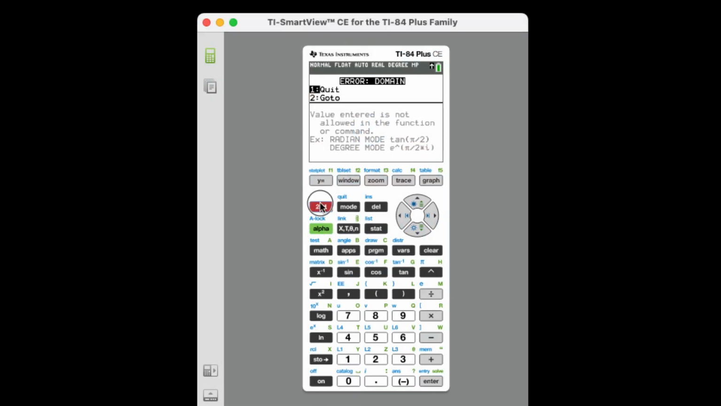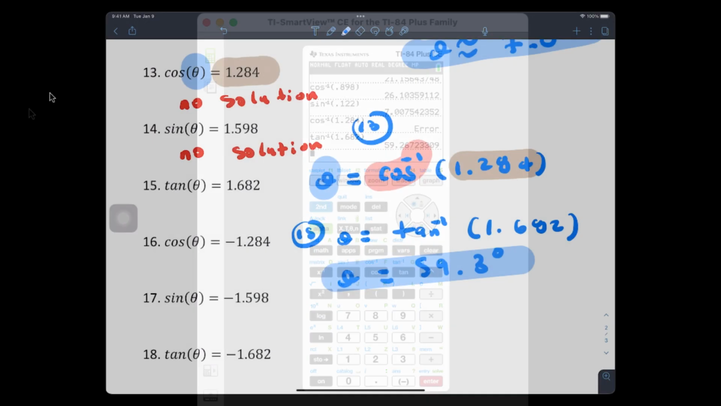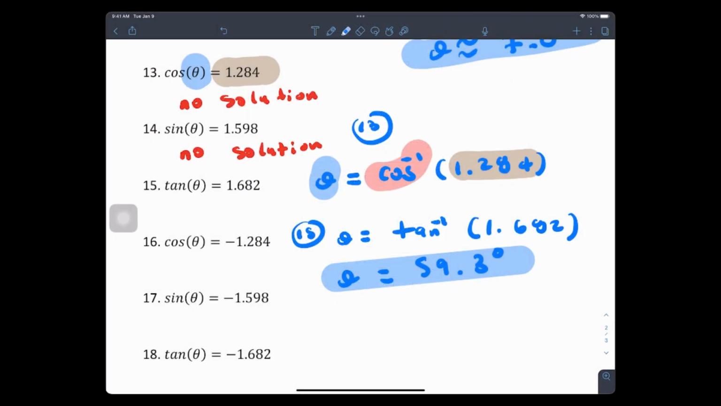Notice this. We say, okay, second inverse tangent. I guess I have to clear that out first. Second inverse tangent, 1.682. And ladies and gentlemen, what do you get? 59 point what? 3 degrees. So that rule only applies to what? Sine and cosine, ladies and gentlemen. It doesn't apply to the other functions.